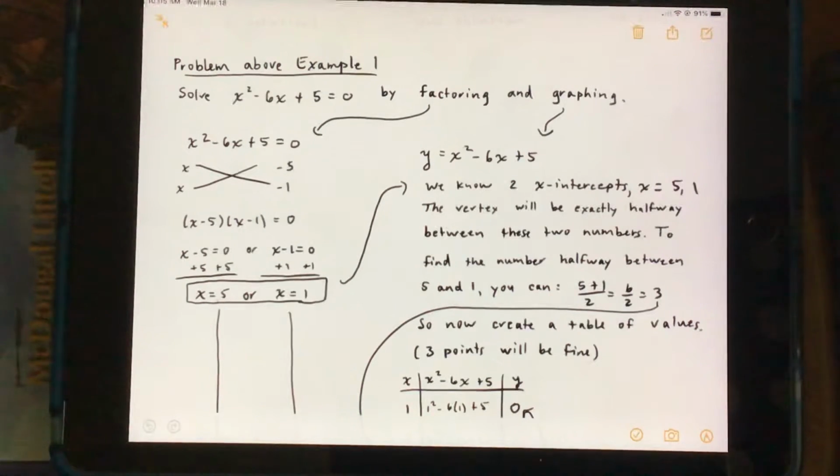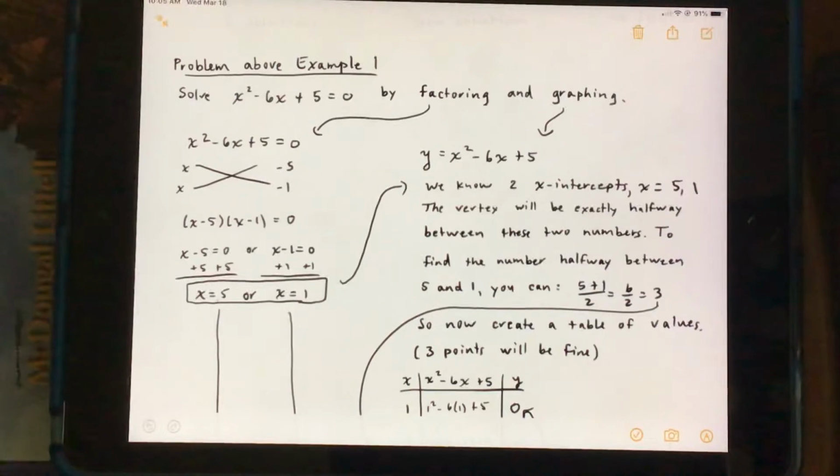So noticing using our x method that we can factor this quadratic equation into x minus 5 times x minus 1 is equal to 0. Setting each of those factors equal to 0 and solving those resulting equations provides us with the two values for x that solve the equation. Those two values are x equals 5 or x equals 1.